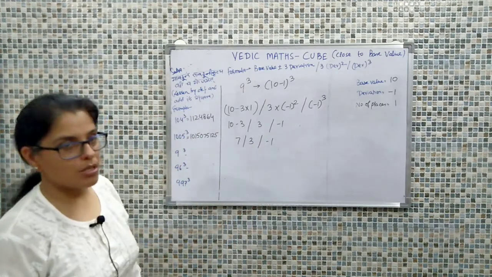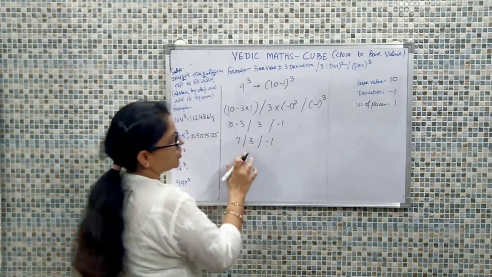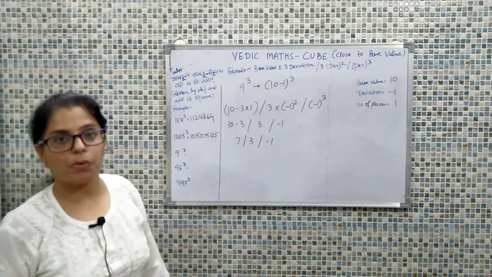Now, what is the next issue? The next issue is that if we have a negative sign in any of the portions, we have to logically convert it into a positive sign.